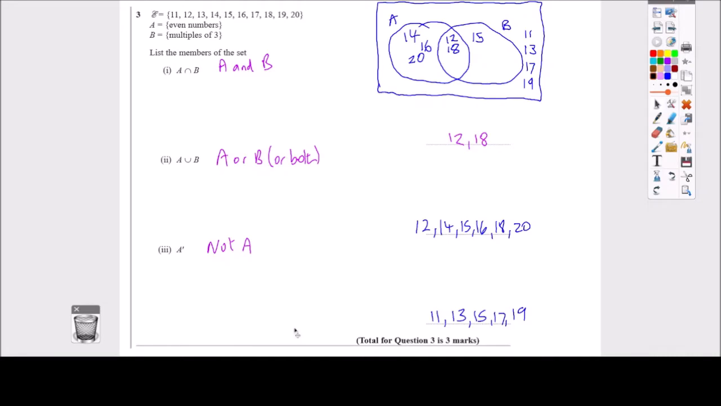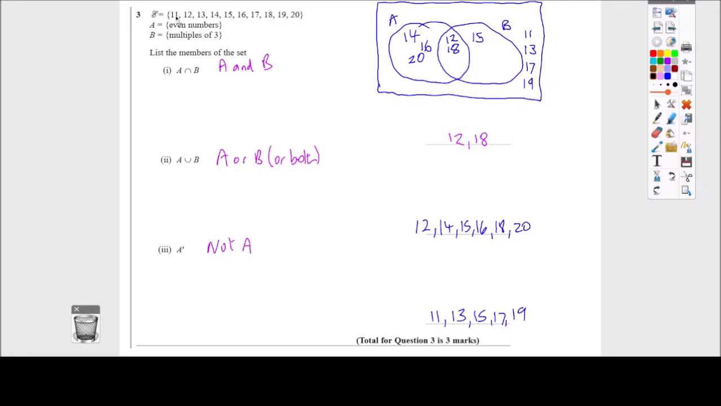Question three. Now, I think it's best to pop all this information into a Venn diagram to help answer these questions. So all the numbers in our universe, the universal numbers are 11 to 20, so they're going to be somewhere in our Venn diagram. And here's A, this rugby ball's A, and here's B, with them overlapping in the middle. So I need to pick out all the even numbers and pop them into A, or the multiples of 3 and pop them into B.